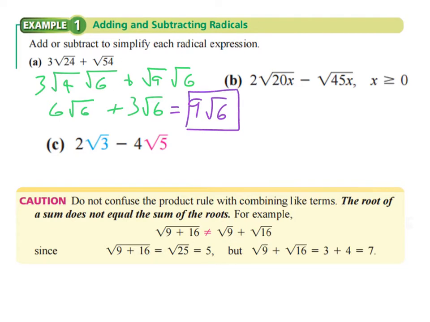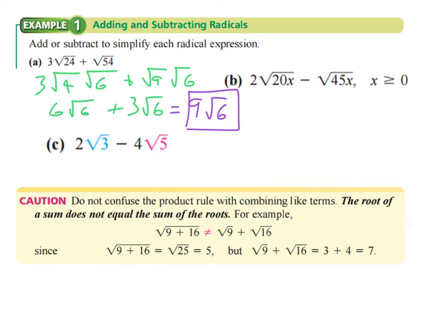Now you can check that on the calculator. If you type it in exactly as it appears, 3 square roots of 24 plus the square root of 54, and hit enter, it'll give you some decimal approximation. And if you type in 9 square roots of 6, that'll give you the same decimal approximation.